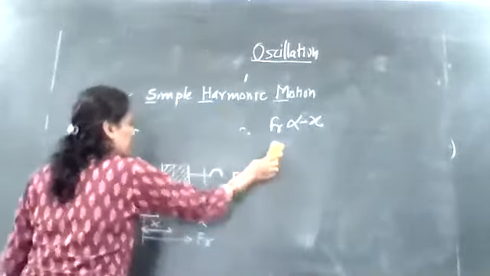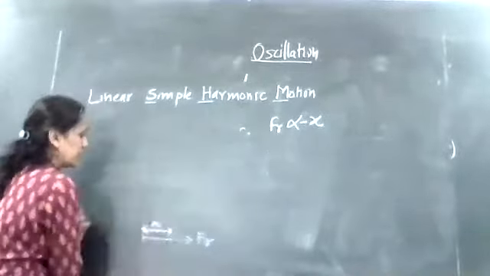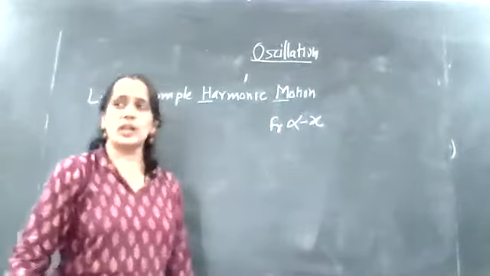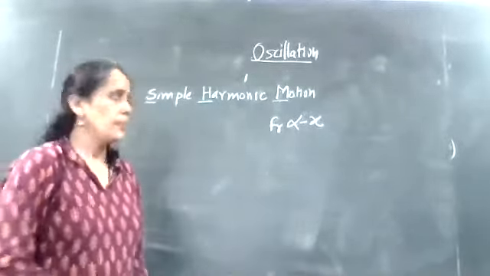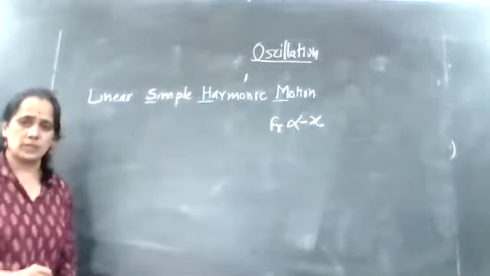Now, in this linear SHM, from the diagram, what I get is that the restoring force is directly proportional to displacement, and the negative sign indicates that their directions are opposite.